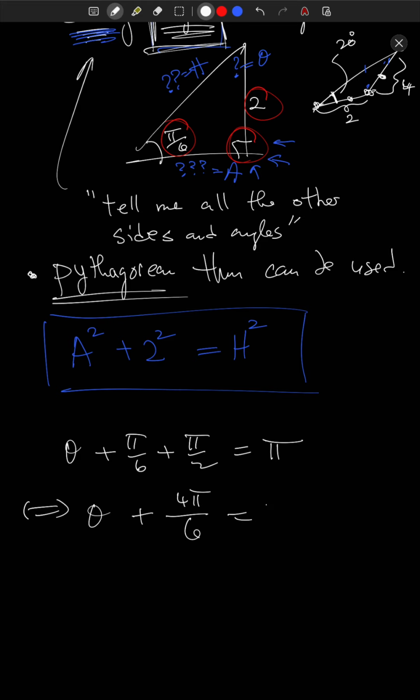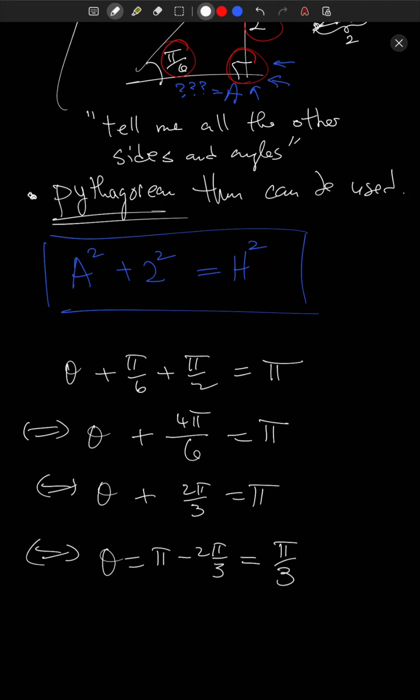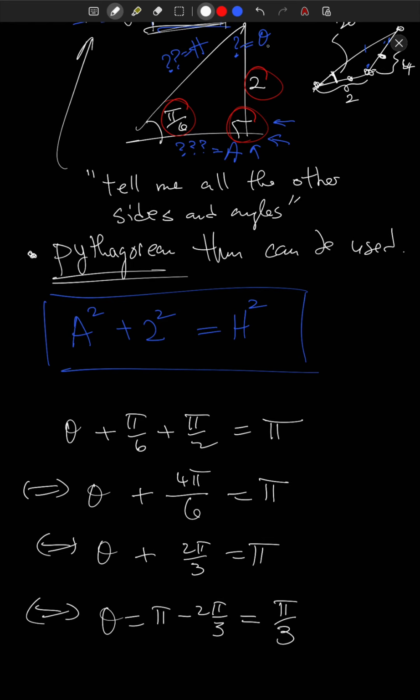So pi over 6 plus pi over 2 is 4 pi over 6, and I can simplify that. That's 2 pi over 3. Theta plus 2 pi over 3 equals pi, and then I just throw that to the other side. I get theta equals pi minus 2 pi over 3, which is pi over 3. Okay. So immediately we have our theta, it's pi over 3.